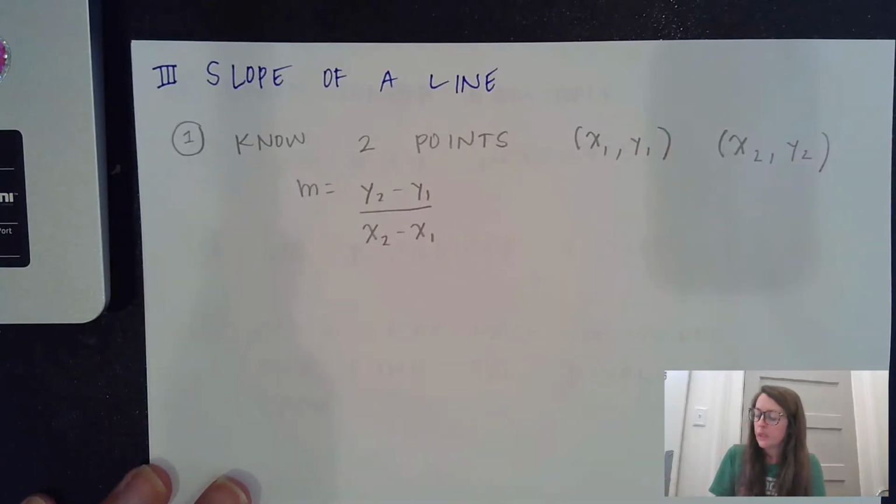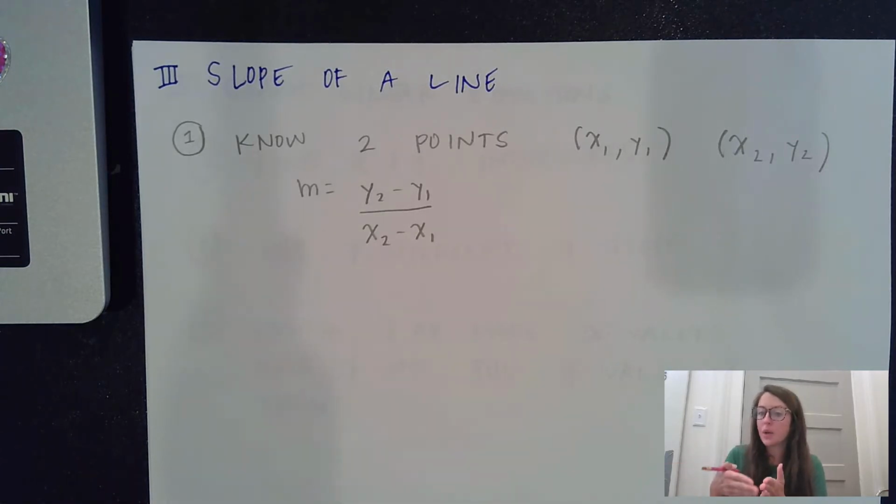Okay. So that is slope. You could also change that equation to y1 minus y2, but the denominator would have to be x1 minus x2. So you can switch that.